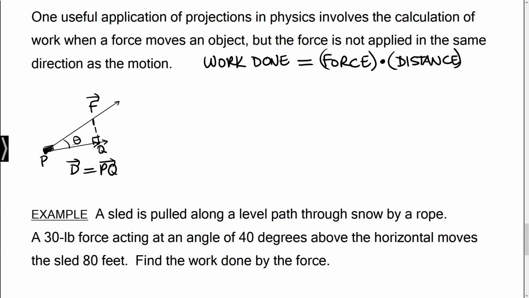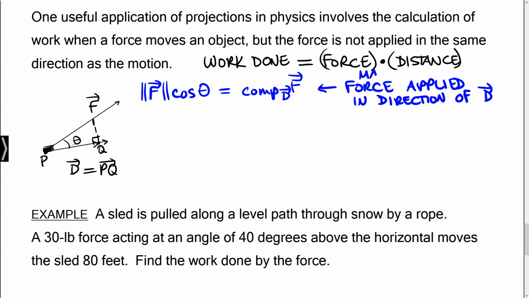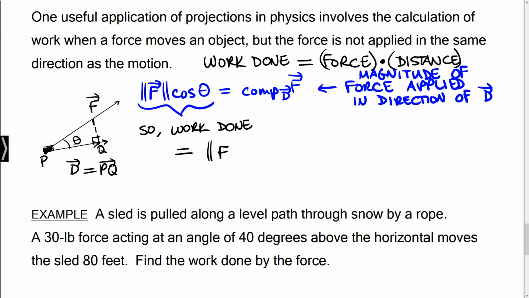So the force times cosine theta, this is the component of the force vector along D. Okay, so this is the actual force that's applied in the direction. It's the magnitude of the force that's applied in the direction. So what we need to do is really multiply this quantity by the distance traveled, which would be the length of D. So the total work done is actually going to be, in this case, this component, this magnitude of the force that's actually going in that direction, times the length of D.